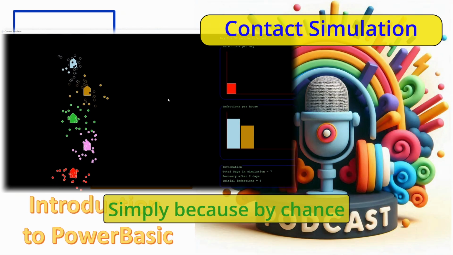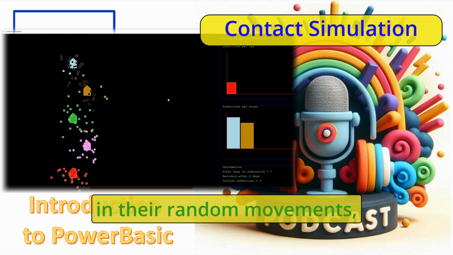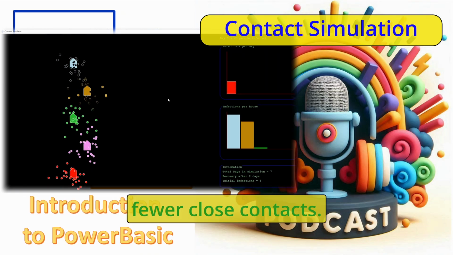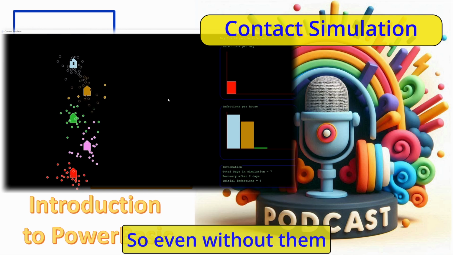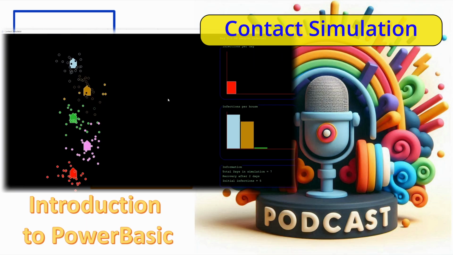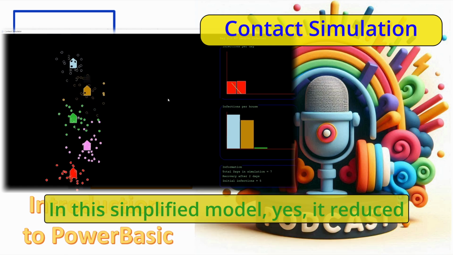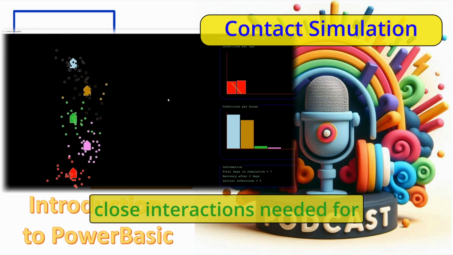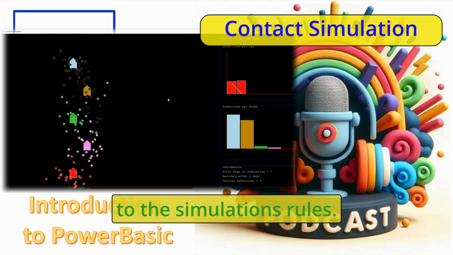How? Simply because, by chance, in their random movements, they happened to keep more distance from the infected individuals, fewer close contacts. So even without them trying to social distance, just the physics of random movement sometimes created enough space. In this simplified model, yes. It reduced the probability of those close interactions needed for transmission according to the simulation's rules.